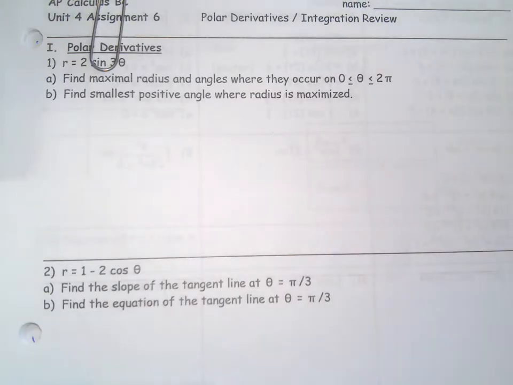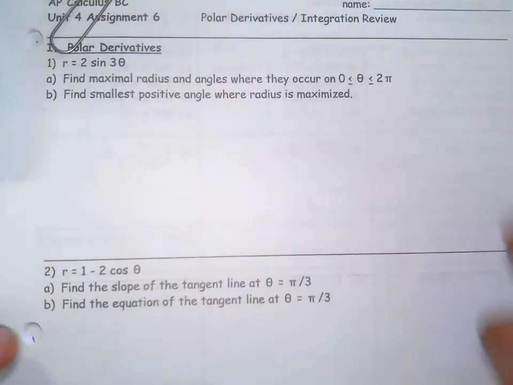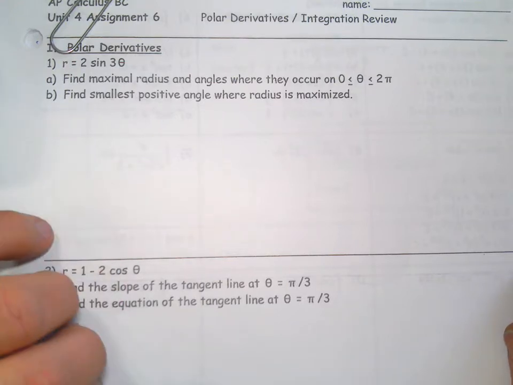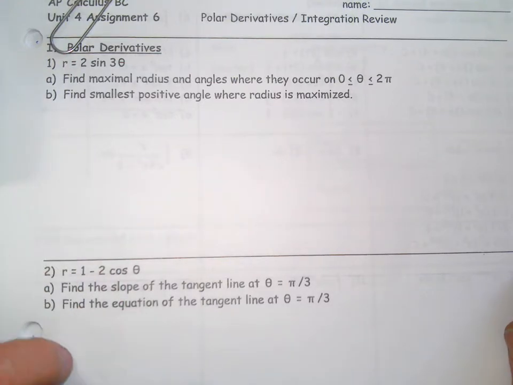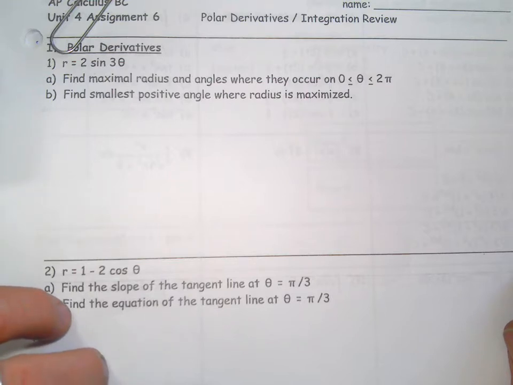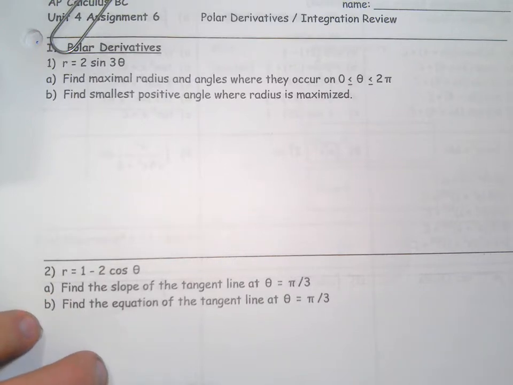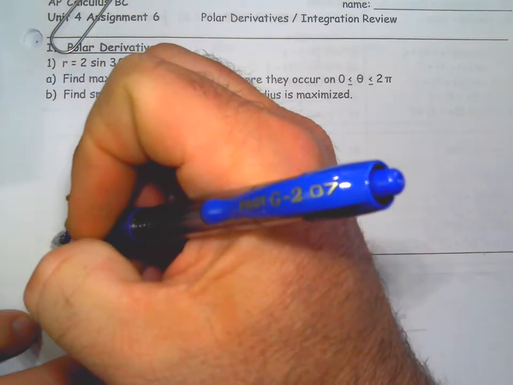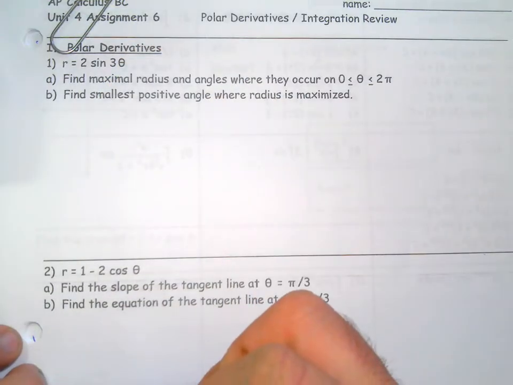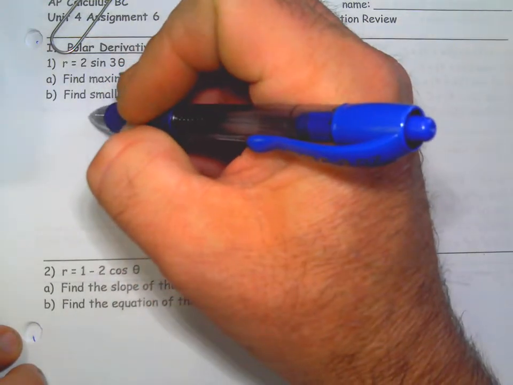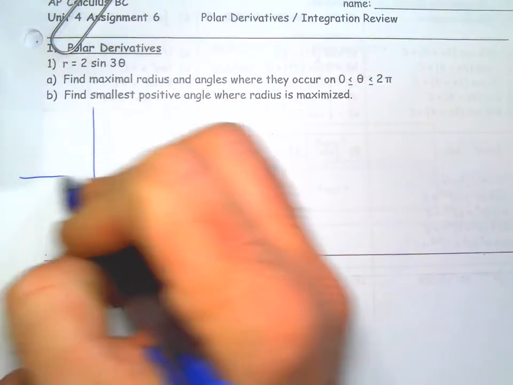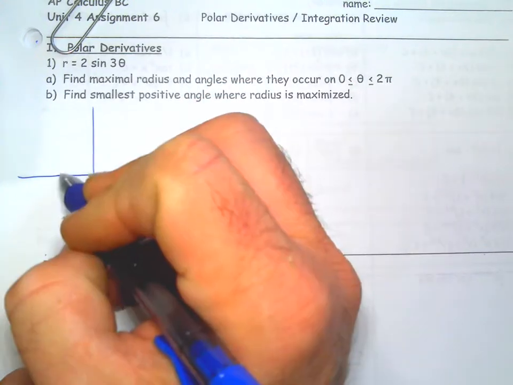We'll do a quick review of polar on the front. So find the maximal radius and angles where they occur. Find the smallest positive angle where the radius is maximized. So I think the answer to A is going to pretty much give us the answer to B. I'm gonna do a quick sketch of this. This is a rose curve with a radius of 2.